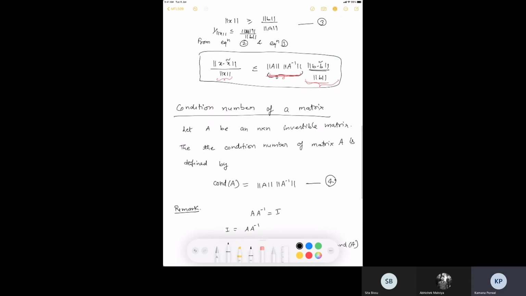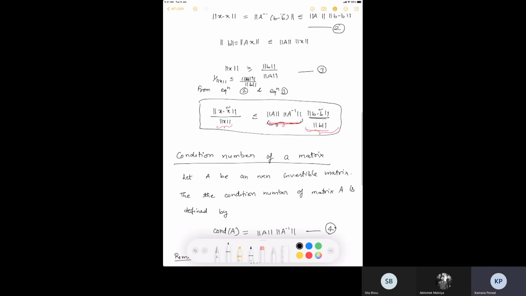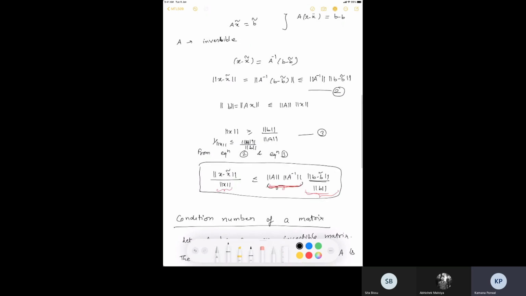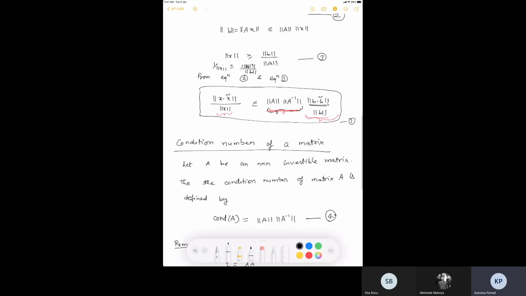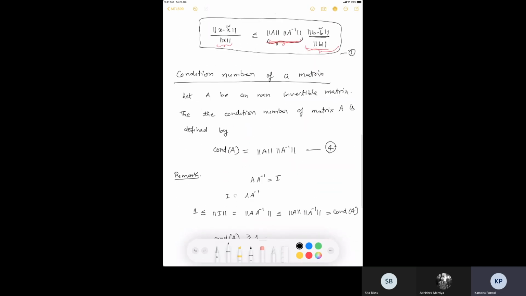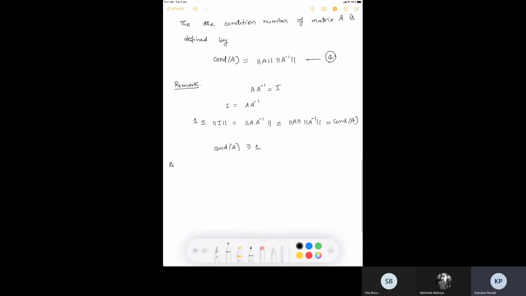Now if I look back at this relation, which I think we called relation 1, what can we extract from here? Let's make a remark 2.